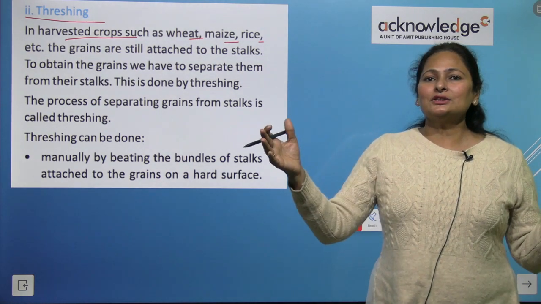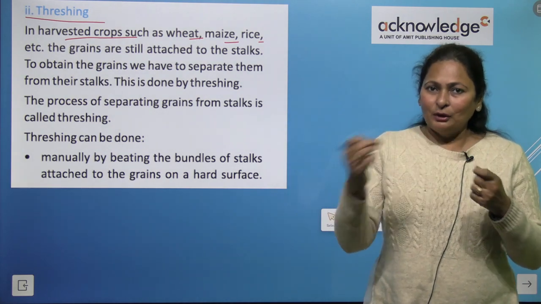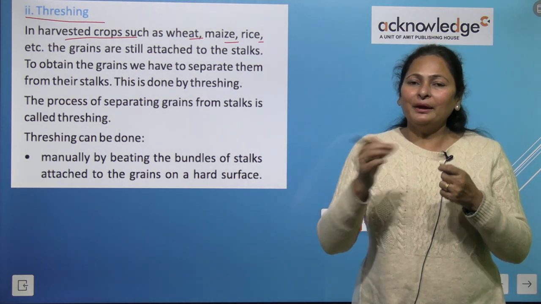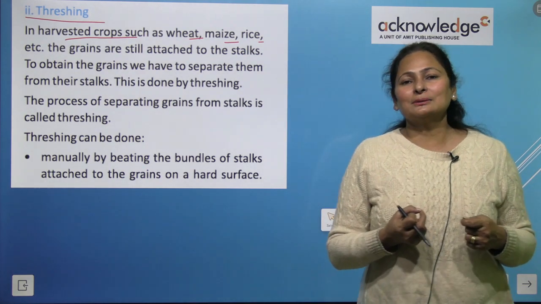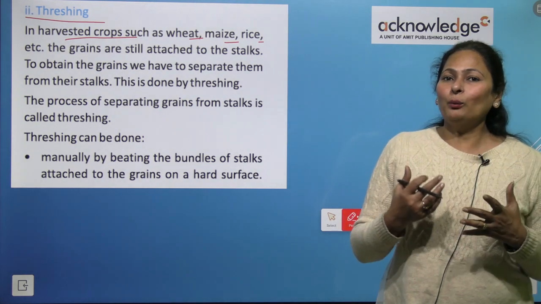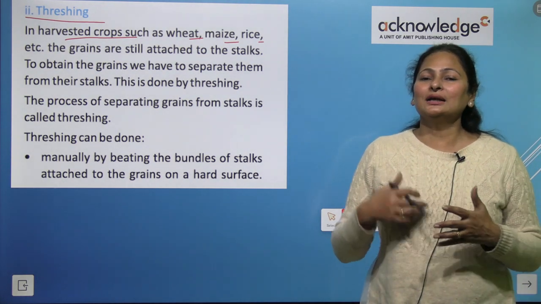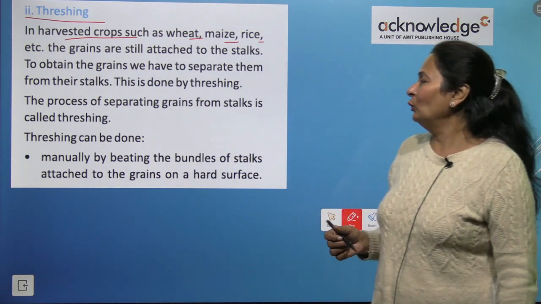But a single stalk has a lot of grains in it. Is it possible to handpick these grains to separate them? No, it is not possible because it is time consuming. So how are we doing it? We are using this method. Which method is this? This is threshing. How do we do it?